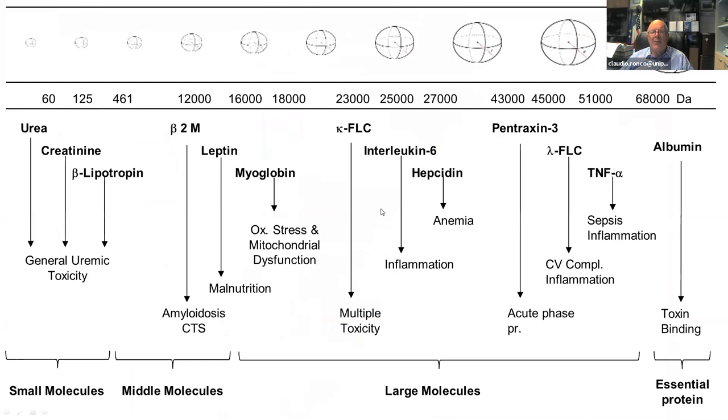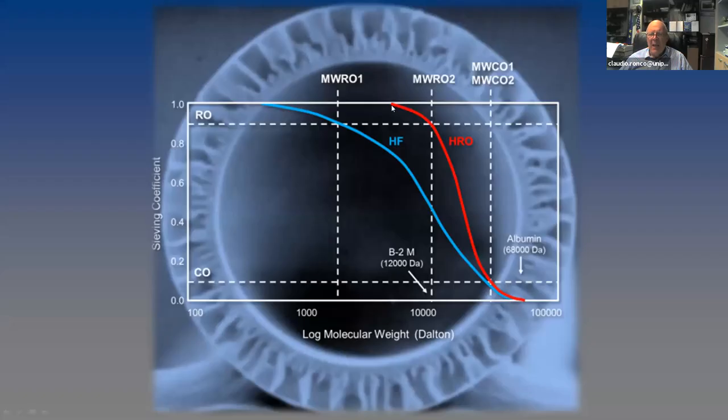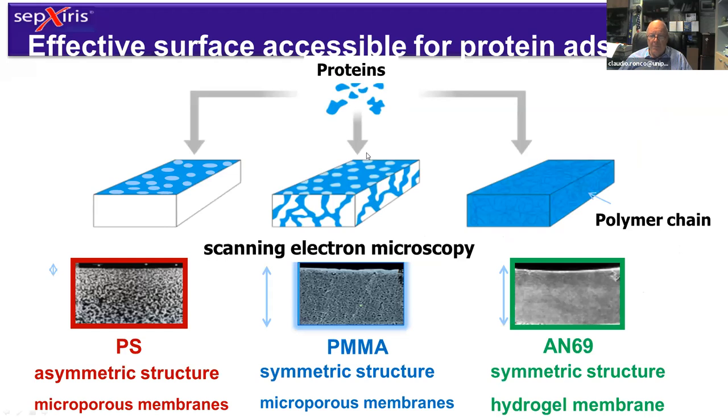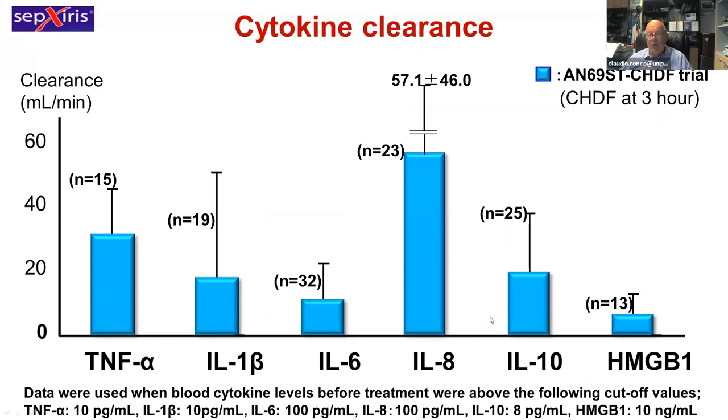On the contrary, the molecules that are utilized to define what the inflammatory status is, including interleukin, including pentraxin, free light chains, and TNF-alpha and other molecules, are in the large middle molecular range that cannot be removed by standard dialysis membranes. They can be better removed by the new generation of membranes called MCO, where you can see that there is a different sieving coefficient curve, or they can probably be removed by surface modified membranes with capacity of absorption, like polymethyl methacrylate or oXiris membrane. And this shows the capacity of these membranes to remove cytokines by absorption.